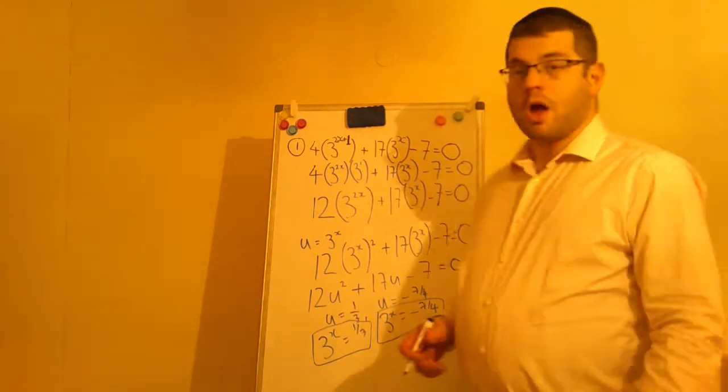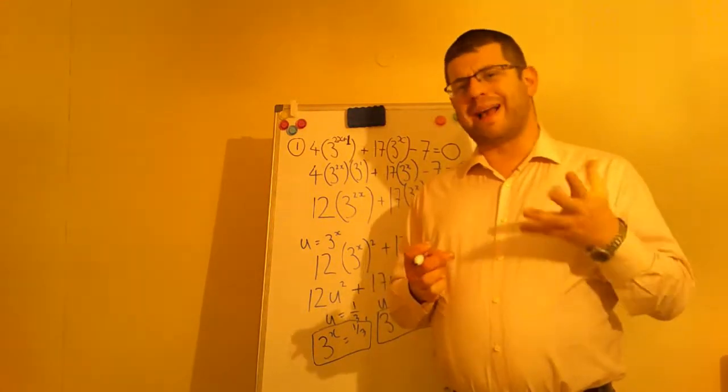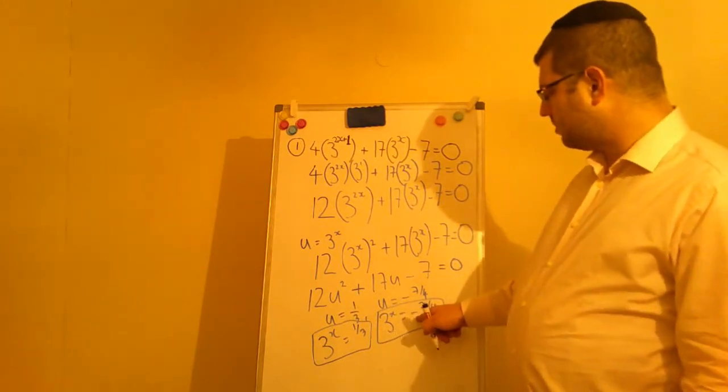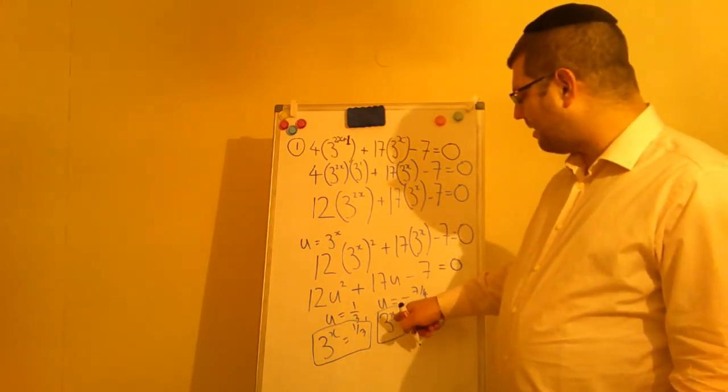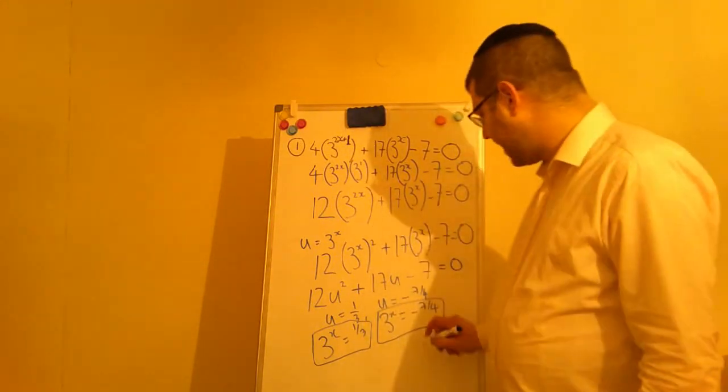So, hopefully you had time to think about that. And what I was expecting you to think is that this one here is a problem. Why is this a problem? Because 3 to the power of x is equal to a negative number. That's impossible. That cannot happen.